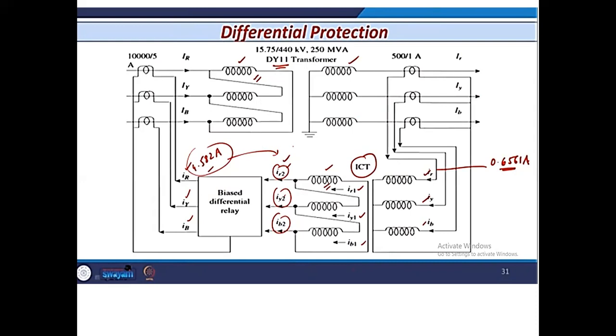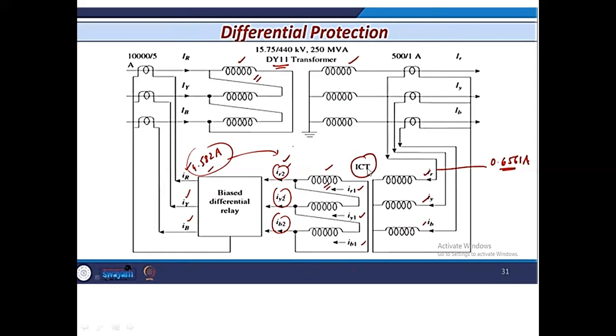Okay. So these CTs are connected in star, even though we have discussed earlier that this should be connected in star, and this CT should be connected in delta. But I have not used this mechanism because I have used the interposing current transformer, the ICT.